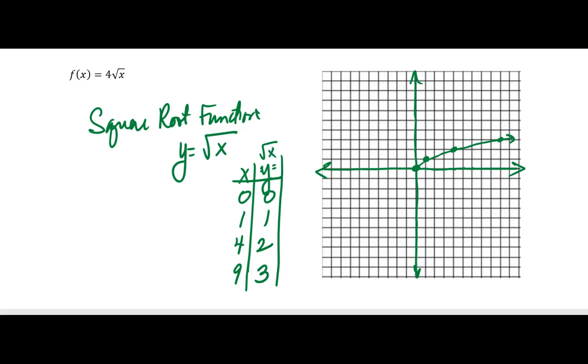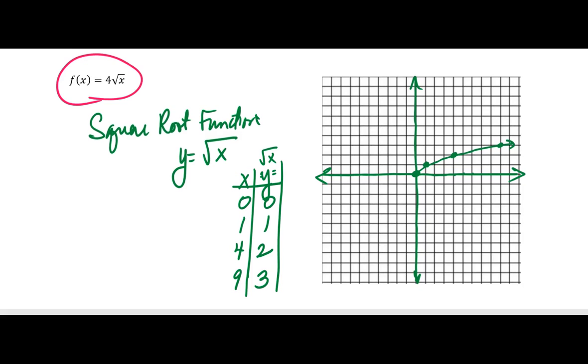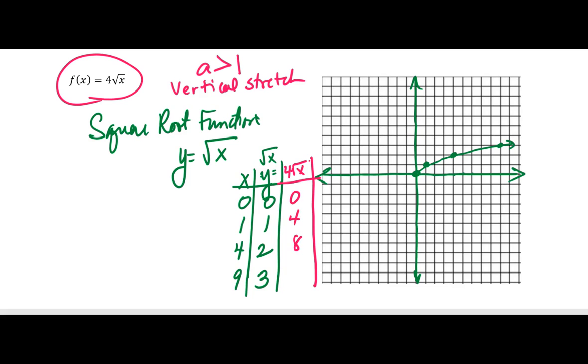Because now I want to consider my transform function. When the coefficient is greater than 1, I'm going to have a vertical stretch. Let's think what that means. So if I added a column on here, and I made the new output 4 times the square root of x, I'm going to multiply every output by 4. So I can graph these new points. So I graphed the transform function, and you can see it's like someone stretched it vertically. And that's what happened. So we had a vertical stretch, and it was by a factor of 4.